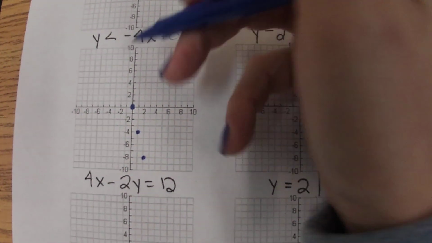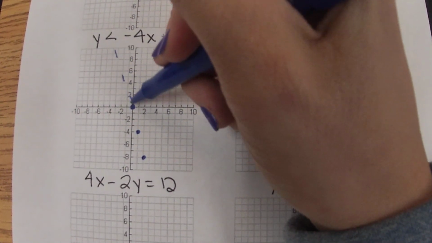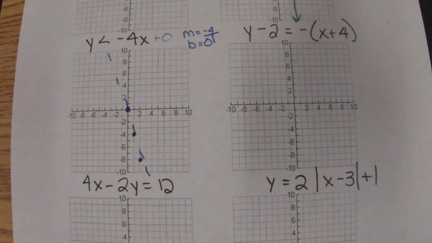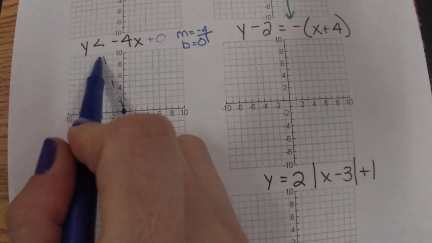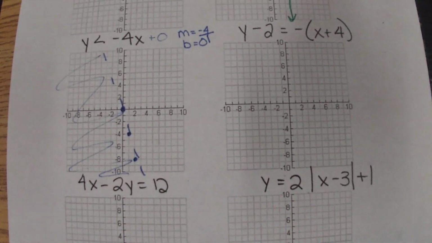Now our inequality sign says that it cannot be equal to, and that's what that dashed line represents. We can get as close to it as we want, but we can't be on it. And then we want values less than this, so we want the values below.